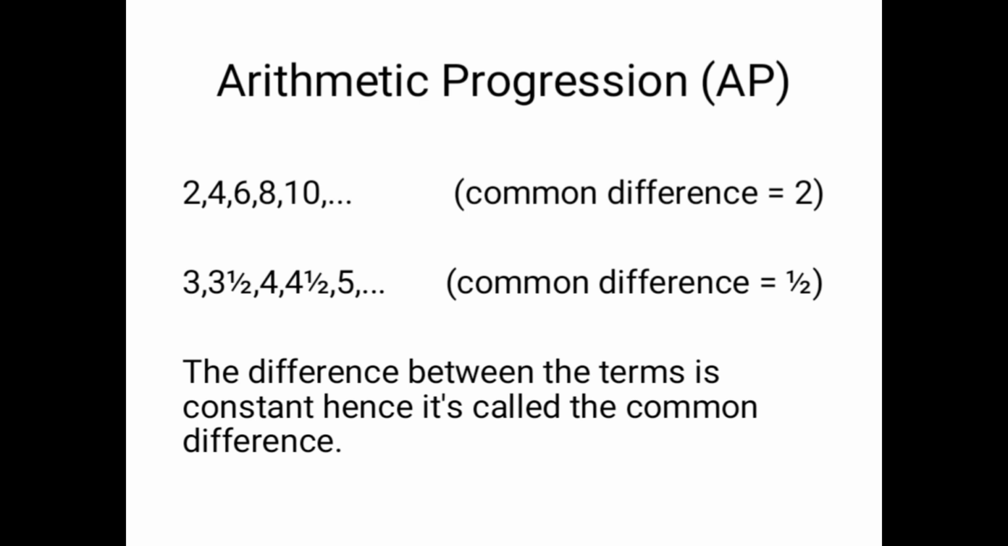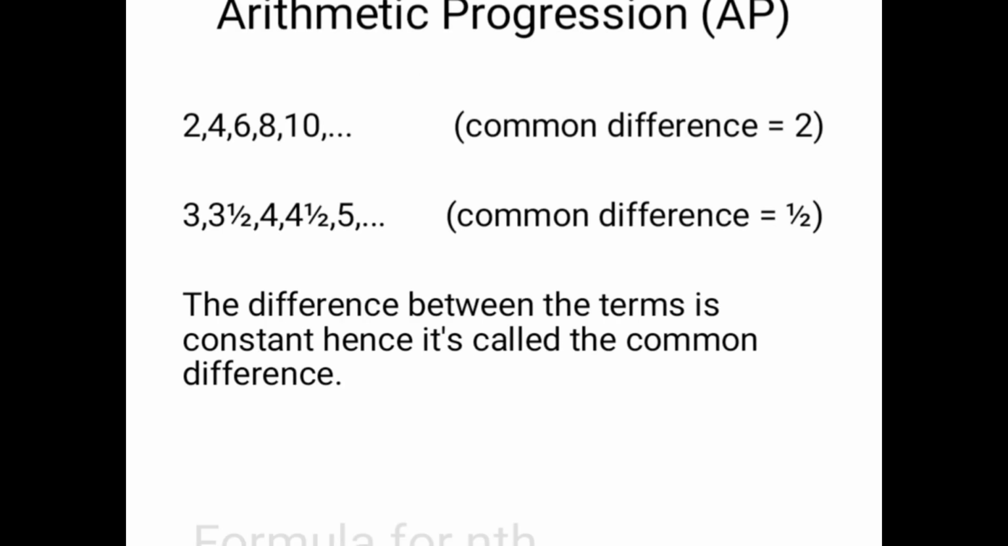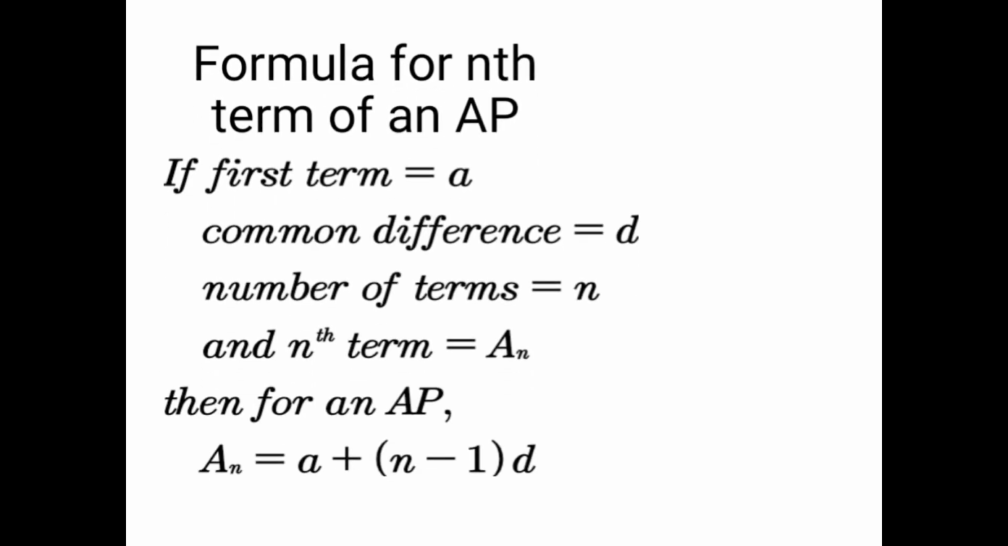Now, if we're looking for the next term or the next two terms, it's very easy to use the common difference. But what if you're looking for the next 100 terms? You see that it will be difficult to repeatedly add the common difference. Hence, we need a formula that can help us to answer that. Now, to derive the formula of an AP, let's take the first term as A, and the common difference as D.